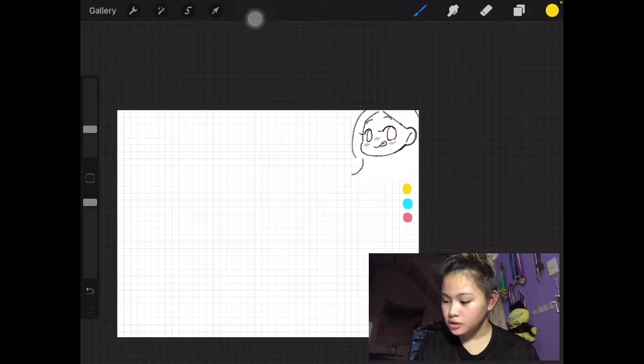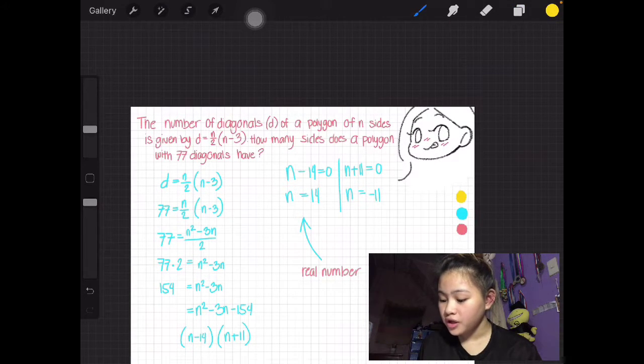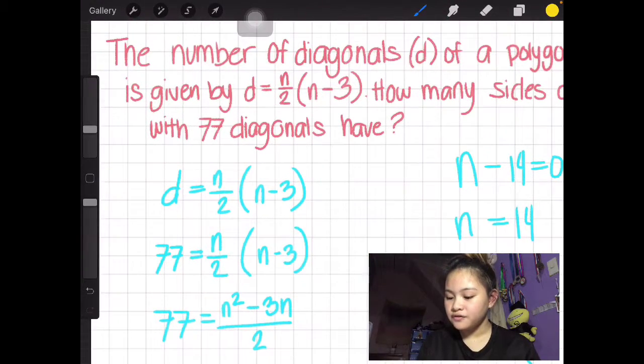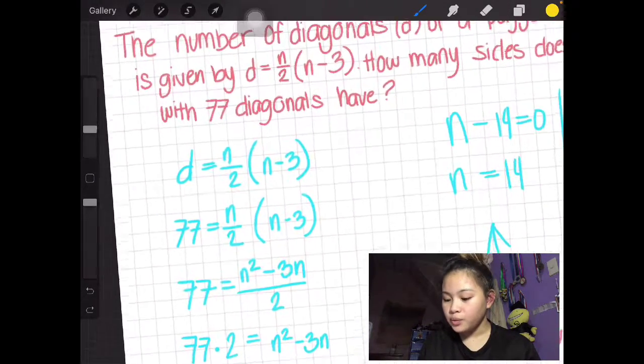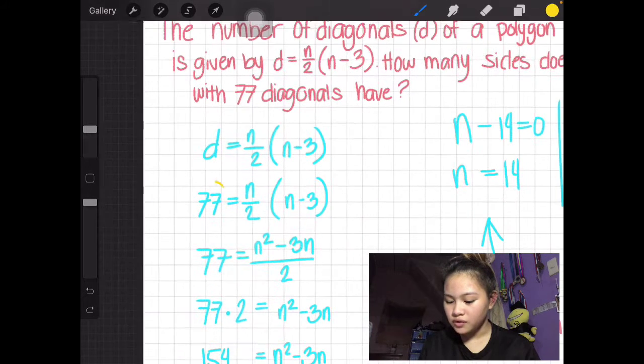Hello, I am the representative who will answer questions 4 to 6. So let's get started. We're going to first answer question 4. The number of diagonals d of a polygon of n sides is given by d equals n(n minus 3) over 2. How many sides does a polygon with 77 diagonals have? First of all, we have the given formula already, so we're going to use that formula. Since the diagonals are already given, we're going to replace it. So that's why we have 77 here.